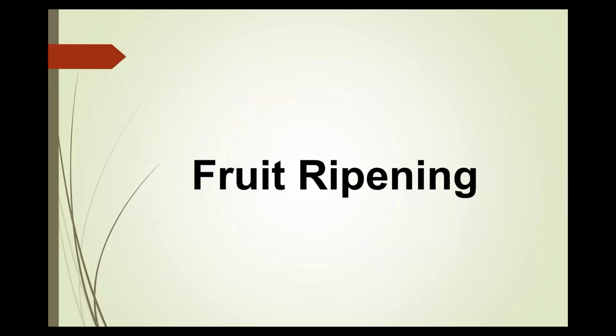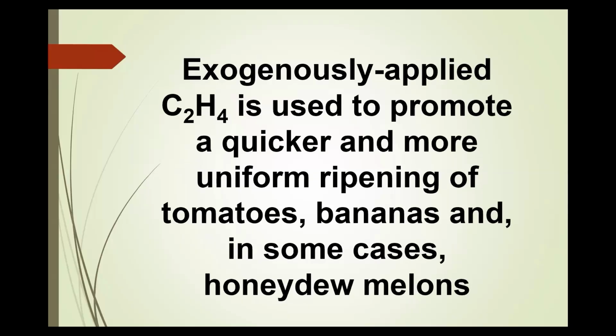Fruit ripening. Exogenously applied ethylene is used to promote a quicker and more uniform ripening of tomatoes, bananas, and in some cases, honeydew melons. Exogenous indicates that the ethylene is being applied from the outside of the fruit. It's not being generated from within the fruit. If it were, it would be referred to as endogenously produced ethylene.